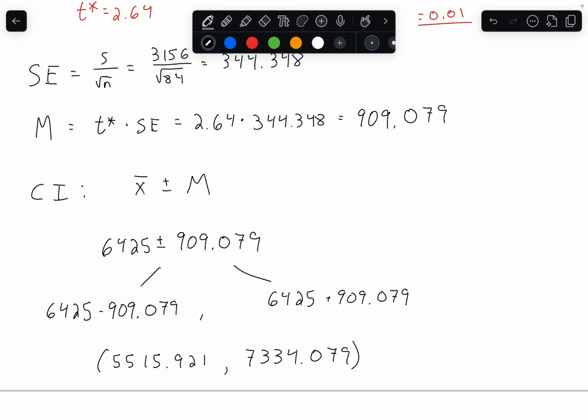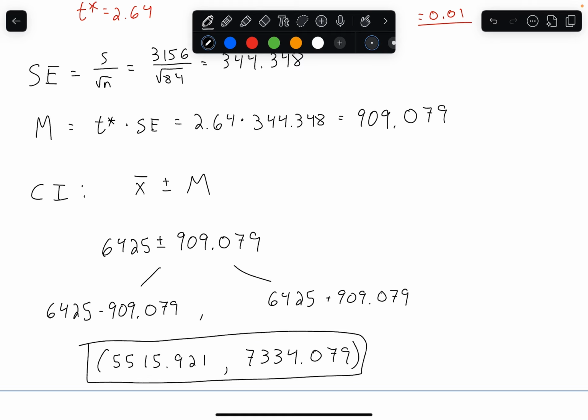Now remember, we're talking about dollars and cents, so it might make more sense, cents pun, to round this to 2 decimal places instead of 3. I'm going to leave it as it is. Obviously, just make sure you read the directions carefully for how many decimal places this is asking for. So there's my third step, the result of it. There's the actual construction of that confidence interval. So I have one last step remaining.